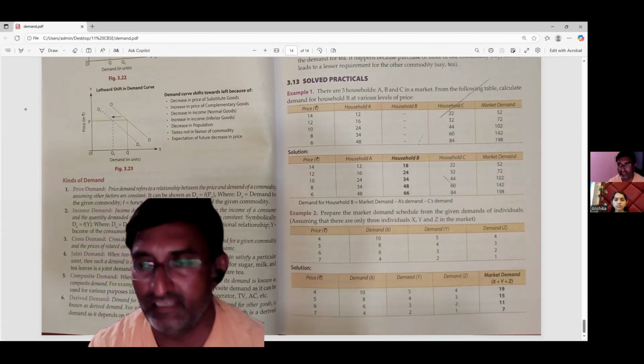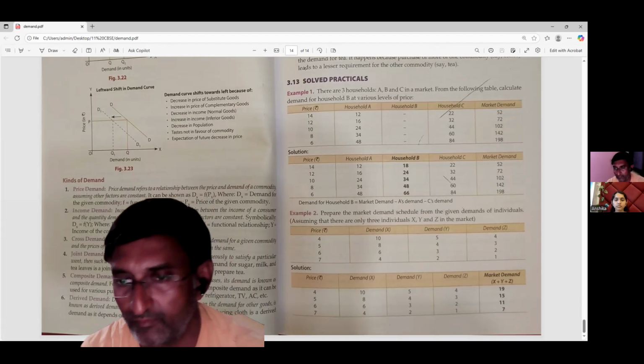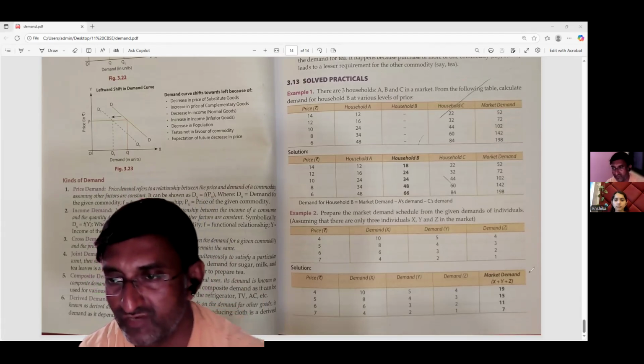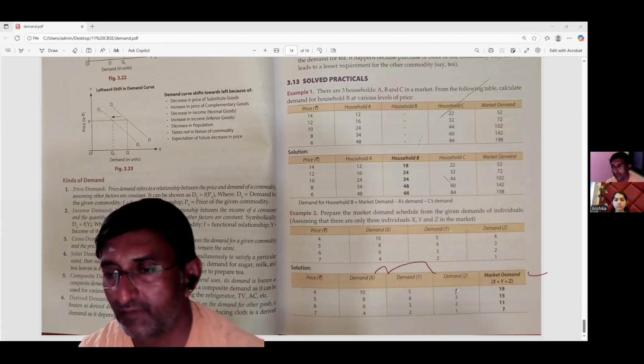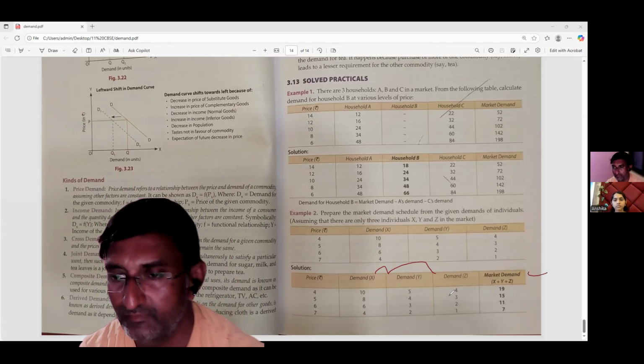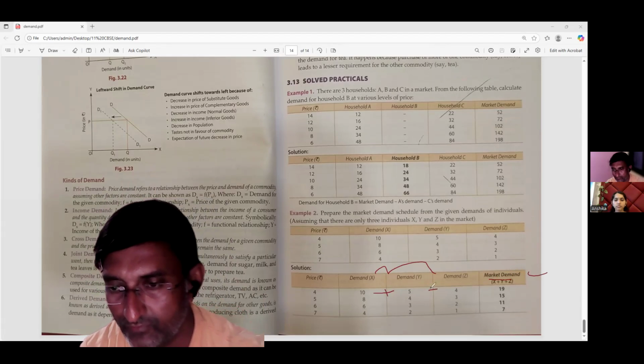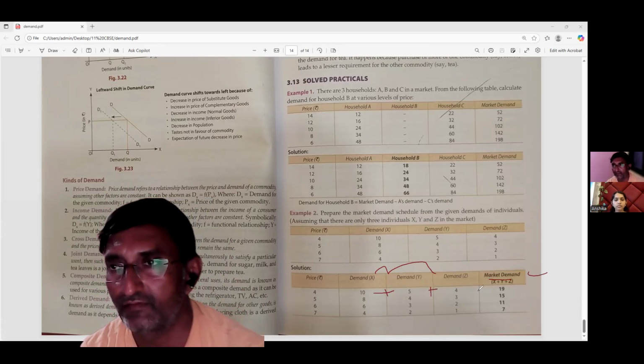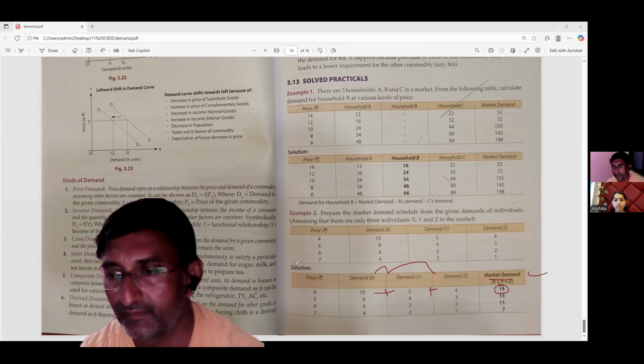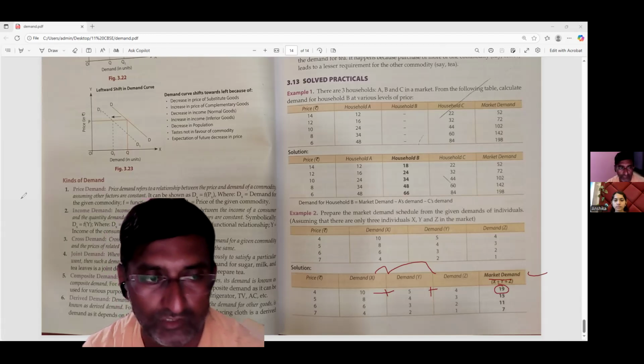But now in this case, you need to find out the market demand. X, Y, and Z are called individual demands. You need to find out the market demand. So how is it possible to find out? 10 plus 5 plus 4. 10 plus 5, 15. 15 plus 4, 19. It comes to 19, the market demand. Got it?